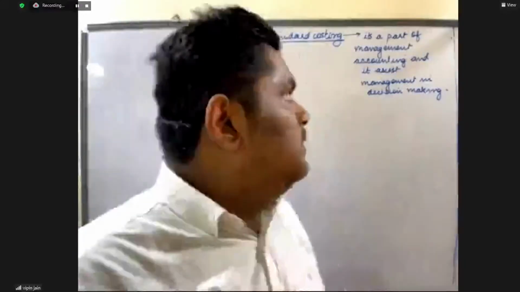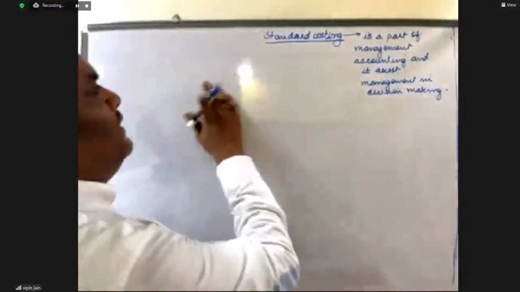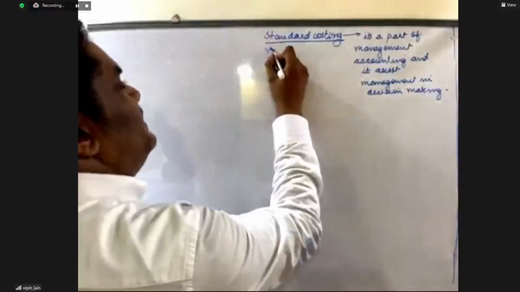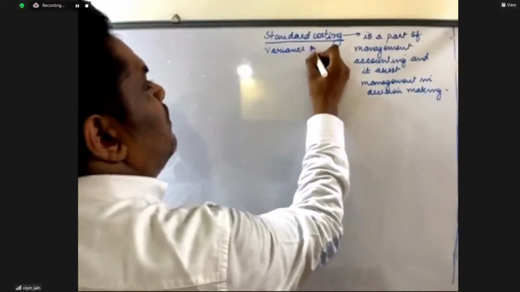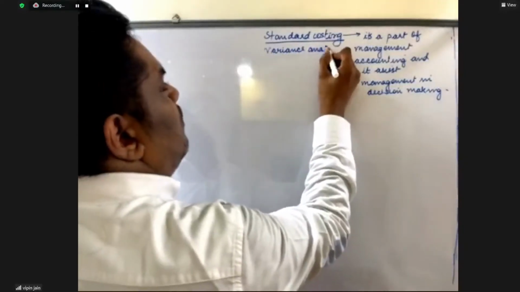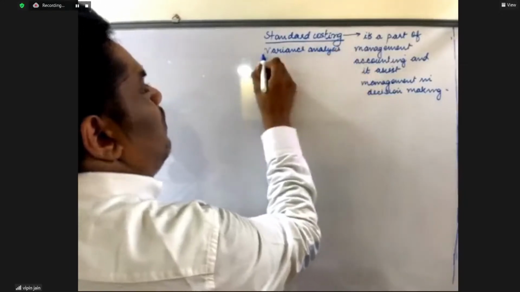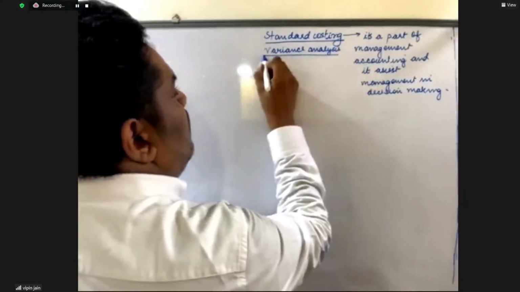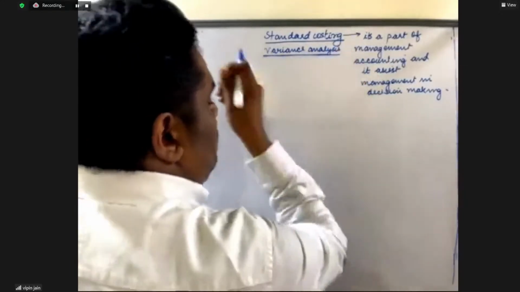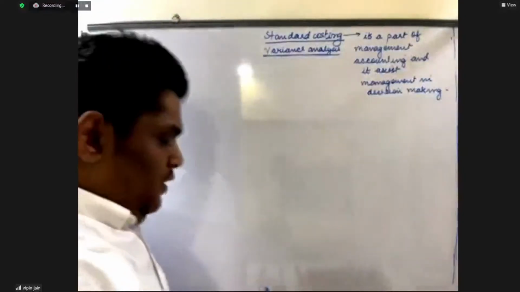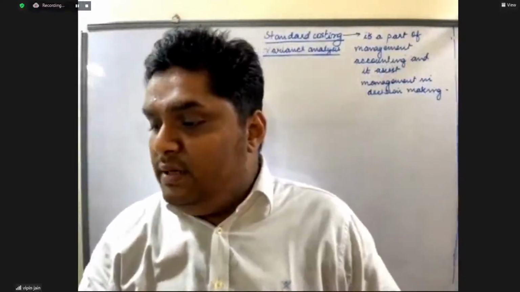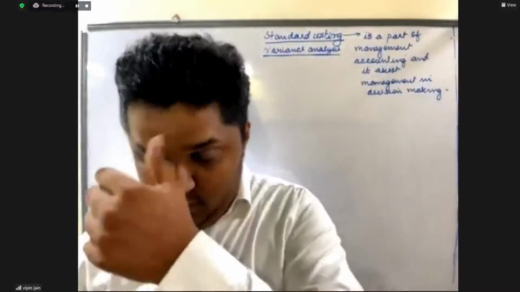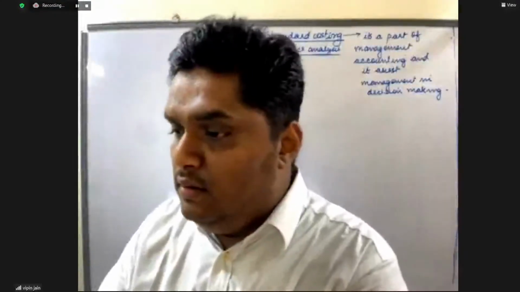Now, the other name of this chapter is variance analysis. So now what is standard costing? How does it assist management in decision making? One second, guys.